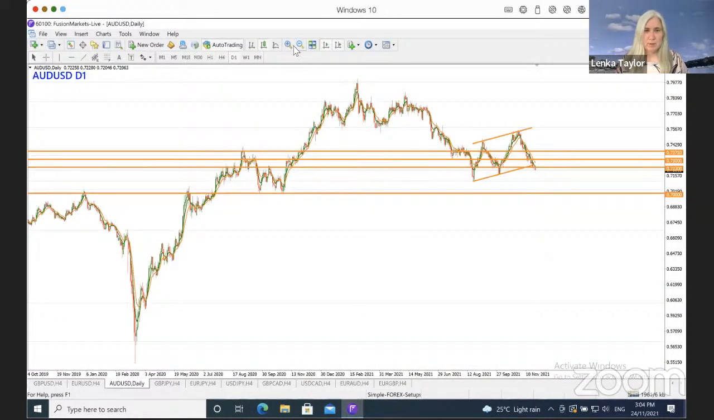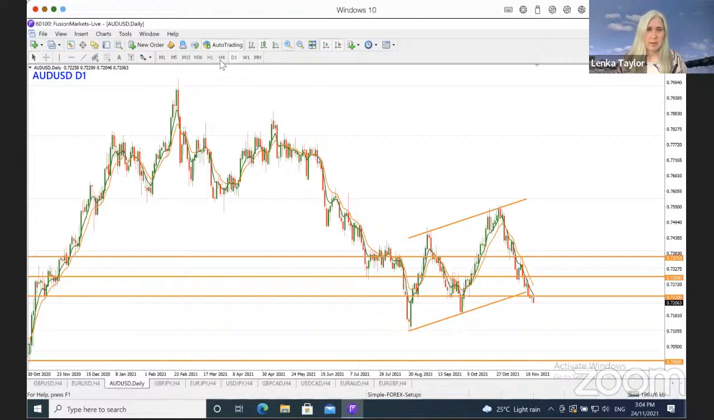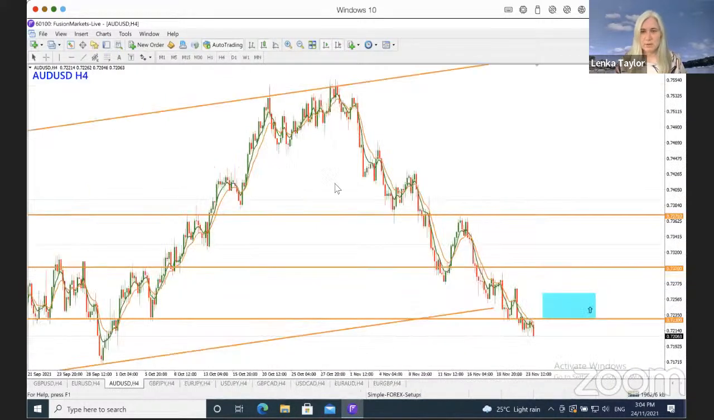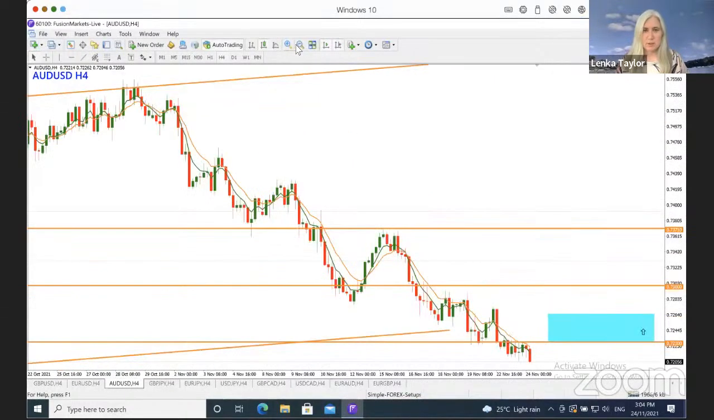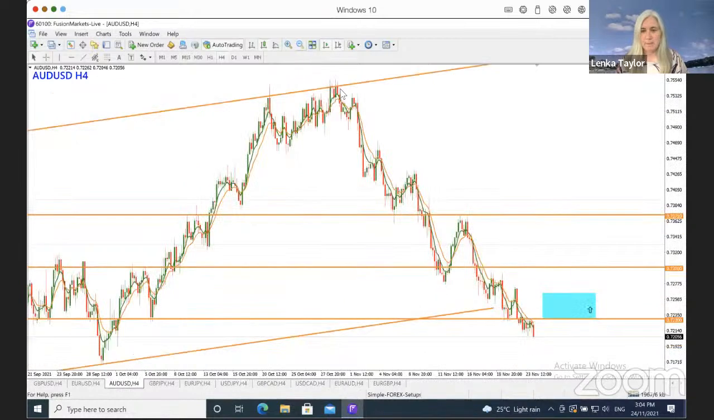And if not, then looking for a retest. But at the moment, first thing I'm going to look for is a reversal, if there is one. So looking for potentially a long opportunity.